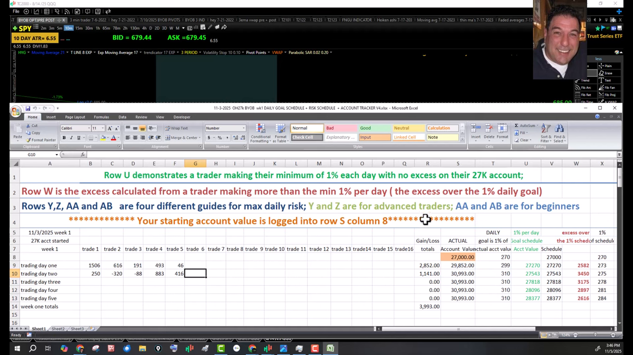So I use 31. My goal, obviously, is 1%. That's $310. 1% of 31,000 is $310. So my goal is to make 1%. You can see I made 18. This is 1,600 now. I don't know why they change it around on me. It was up to 1,800.